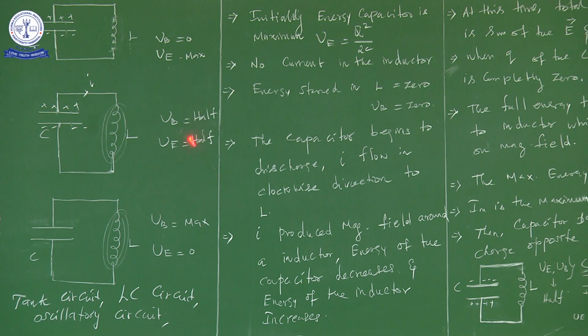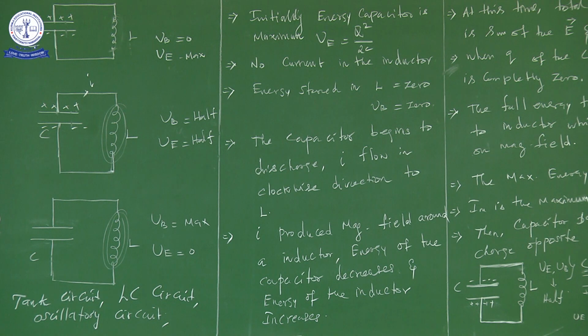So the current produces a magnetic field around the inductor. What happens is that the current across the inductor produces the magnetic field. That's why the energy of the capacitor decreases, however the energy of the inductor increases. Why? Because initially the energy was only in the capacitor. There is no energy across the inductor.